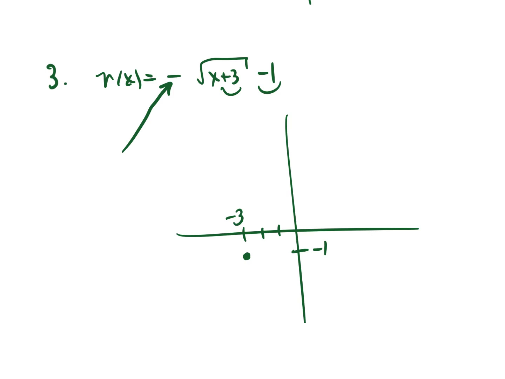Now if there was no negative in front, then we'd just simply go right 1, up 1, and right 4, up 2. And our curve would look something like that. But there is a negative in front, and what that does is it turns everything upside down. So instead of right 1, up 1, we have to go right 1, down 1. And instead of right 4, up 2, we have to go right 4 and down 2. And then we put our curve through those 3 points.